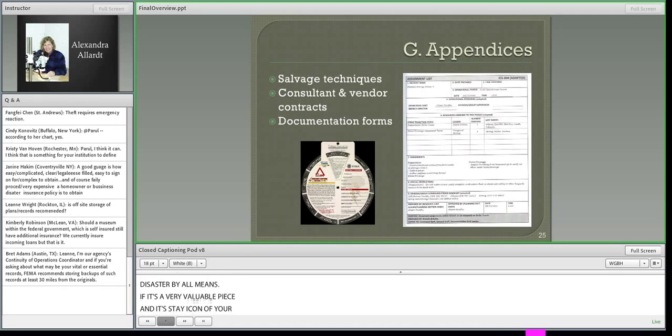Great. We have another question from Leanne, and I think you might get to this in another webinar, but she's curious if off-site storage of plans and records is recommended.